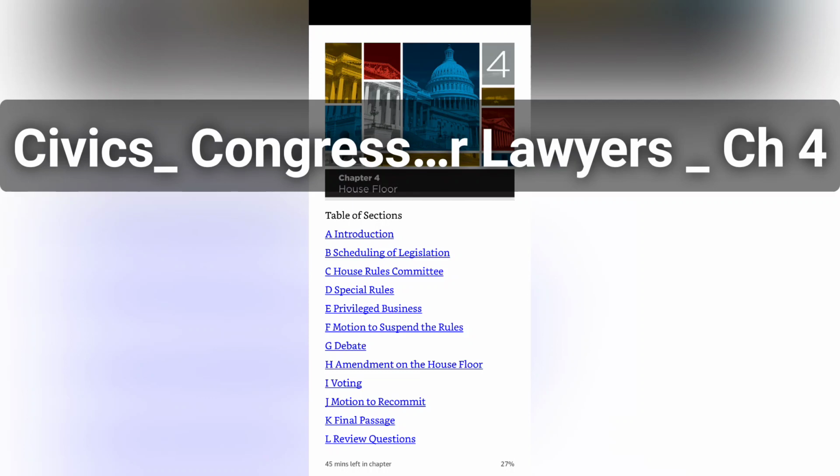Section J. Motion to recommit. The minority party in the House has the right to offer a motion to recommit a matter to the Committee of Jurisdiction. A motion to recommit may be made with instructions. 10 minutes of debate are in order.